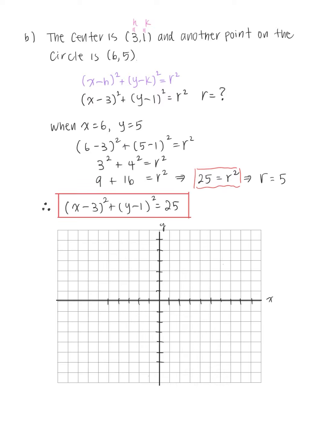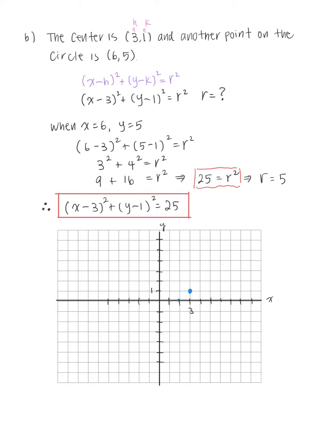Now let's graph this out. So let's first plot the center, which is x is 3, and then y is 1. So the center is here. Now from this point, what we're going to have to do is we're going to have to go 5 units up, down, left, and right. Okay, so let's do it.